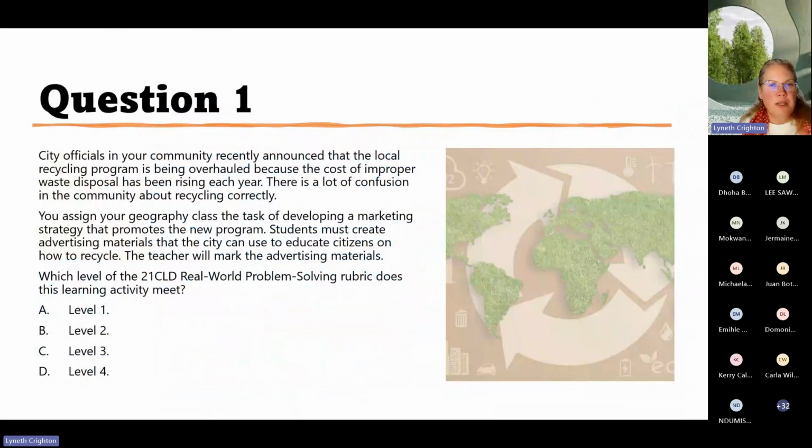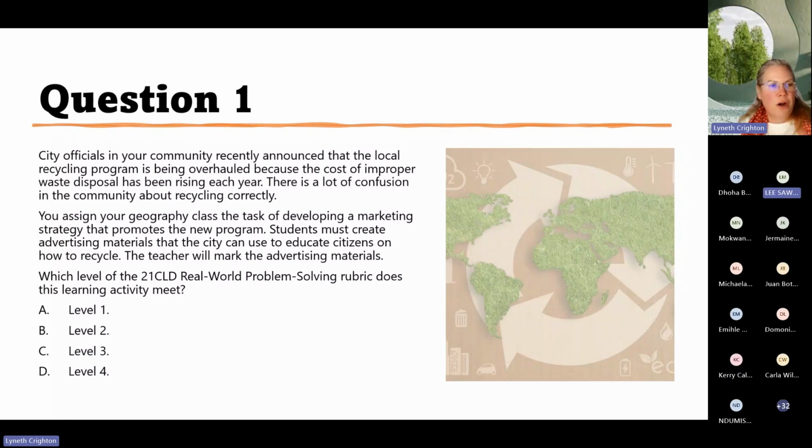And then here is an example of one. The city officials in your community recently announced that the local recycling program is overhauled because the cost of improper waste disposal has been rising each year. There's a lot of confusion in the community about recycling correctly. So that sounds real world. That sounds like there's a problem that they need to solve.